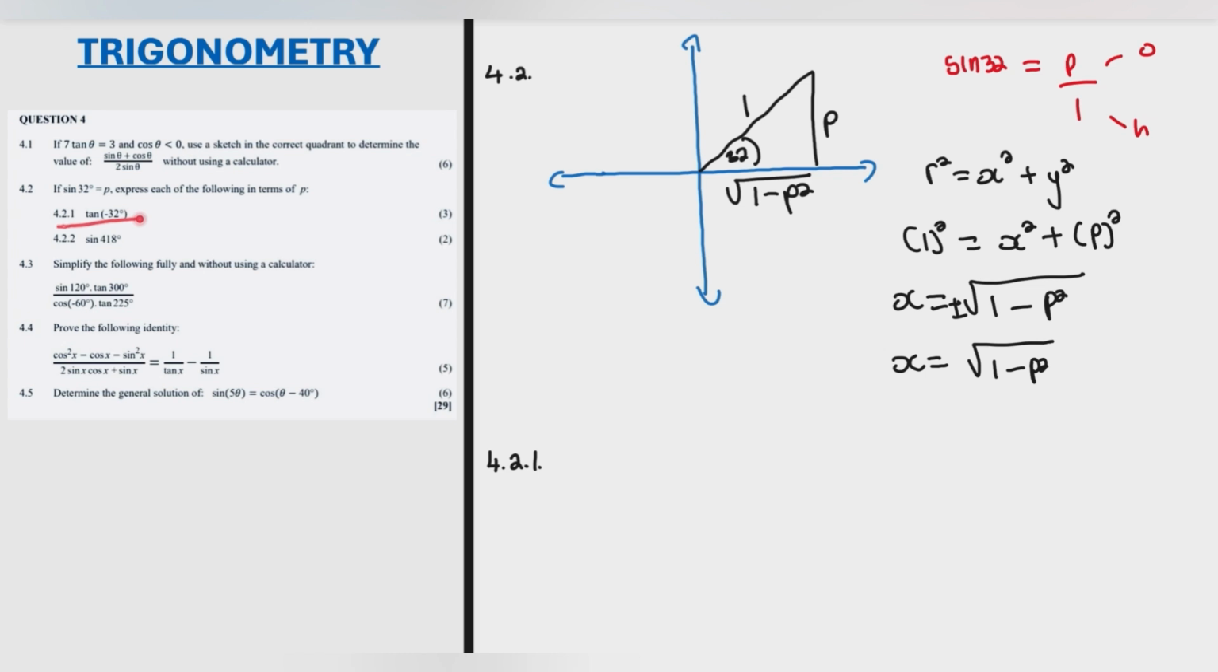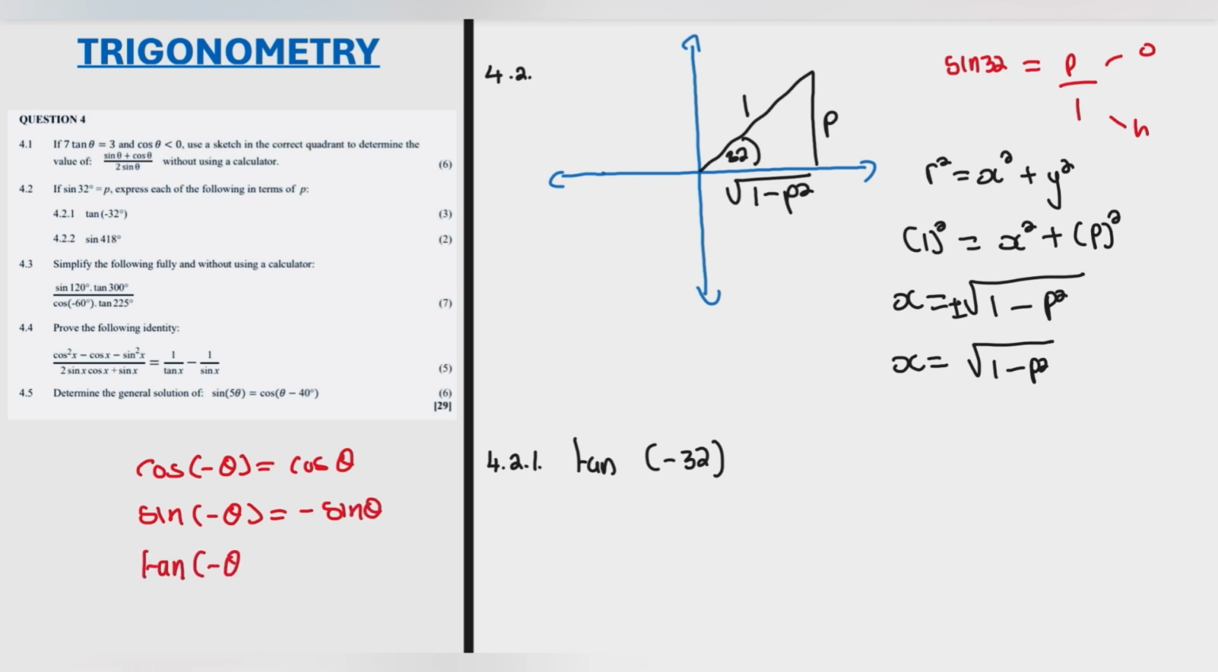Question 1 says tan of negative 32. Here we have a negative angle. Whenever we have negative angles, only cos will be positive. So cos of negative theta will always be cos of theta. If you have sine of negative theta, it will always be negative sine of theta. And if you have tan of negative theta, you're going to have negative tan of theta. The only one that will be positive is cos.